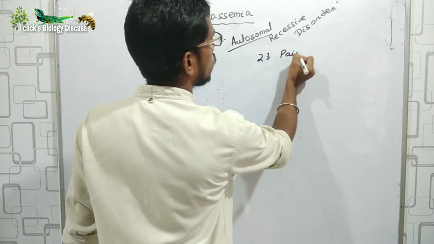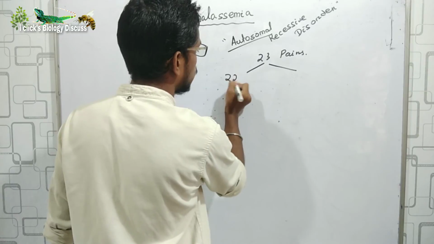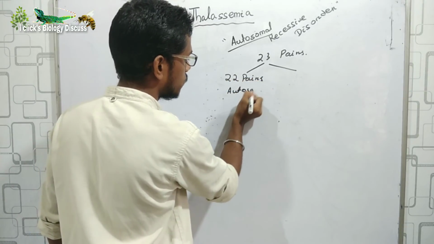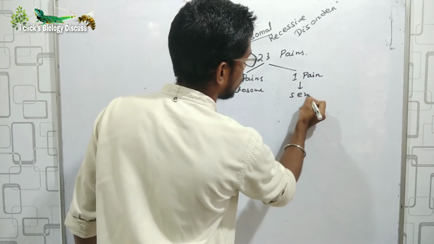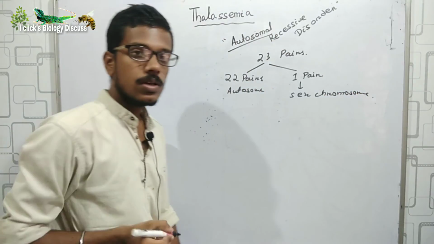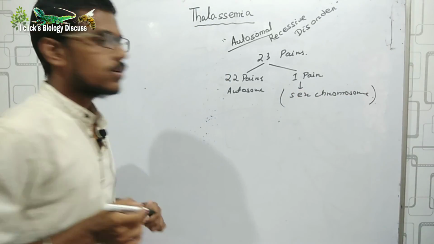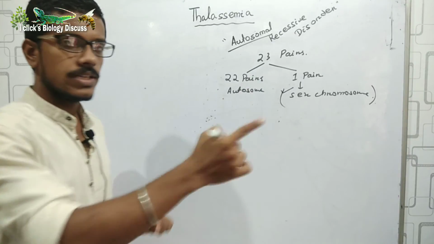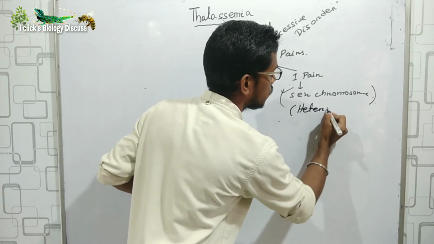23 pairs of chromosomes, right? And out of these 23 pairs, there are 22 pairs of autosomes and one pair, that is the sex chromosome. If any disorder occurs in the genes present on the sex chromosome, then that will be called a sex chromosomal disorder, or we may call this a heterosomal disorder.